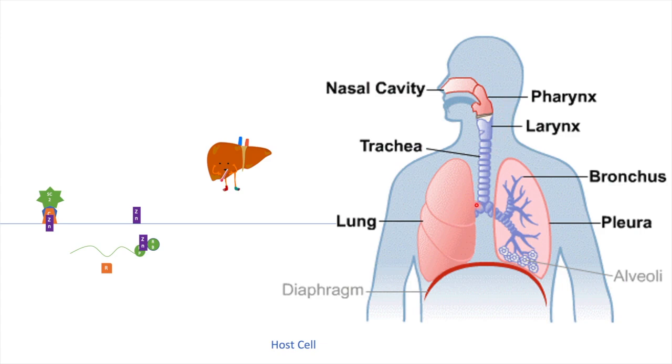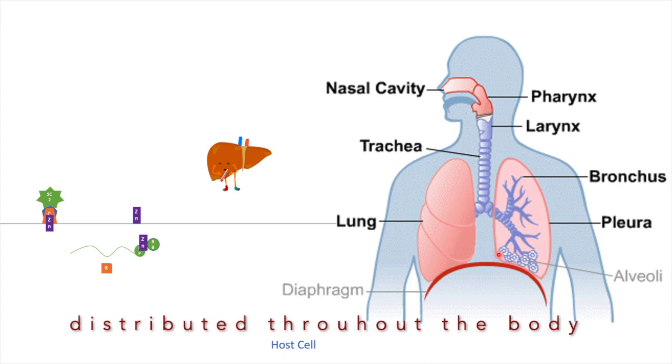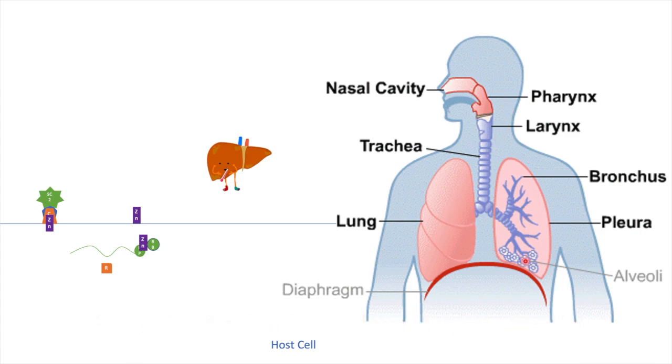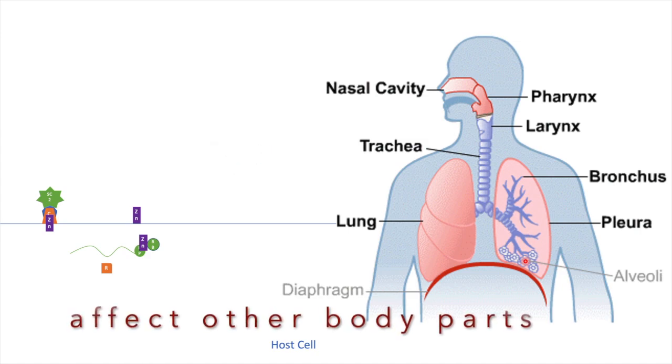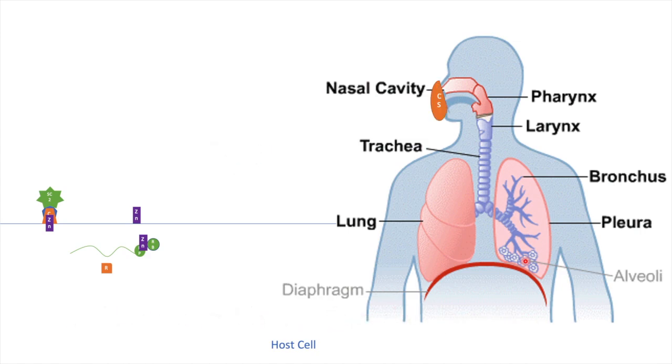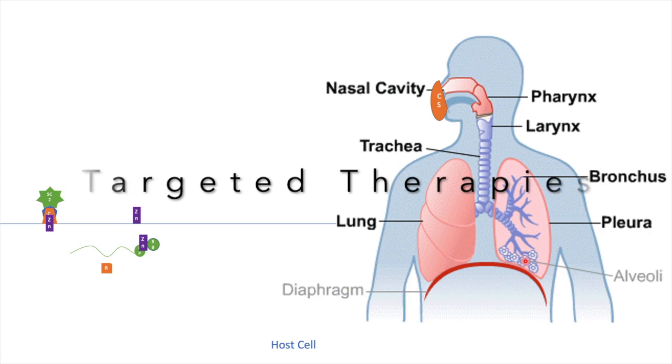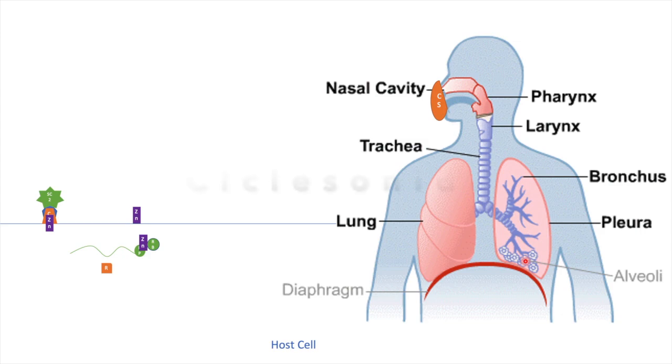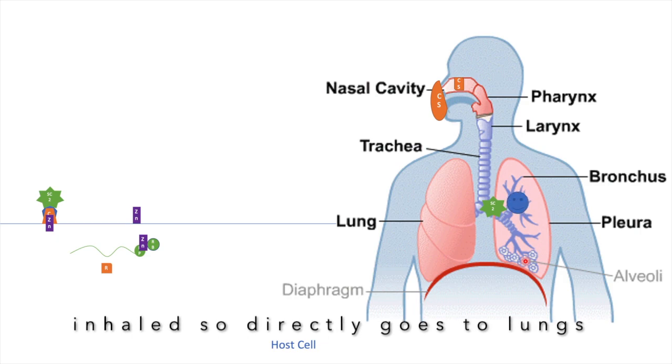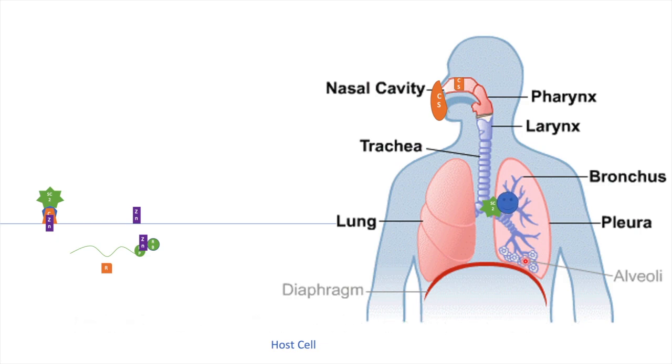Both chloroquine and remdesivir are taken orally, and they are distributed throughout the body, so they can also affect other body parts and could cause negative side effects. This is why there's also promise in drugs that only target the lungs. One is Ciclesonide, which was recently tested preclinically by one of the labs I'm working with. It is an inhaled corticosteroid that is used to treat asthma, so it only targets the lungs.